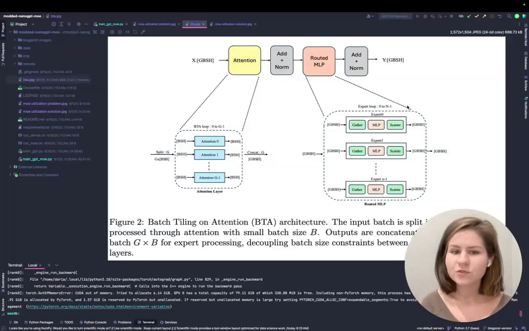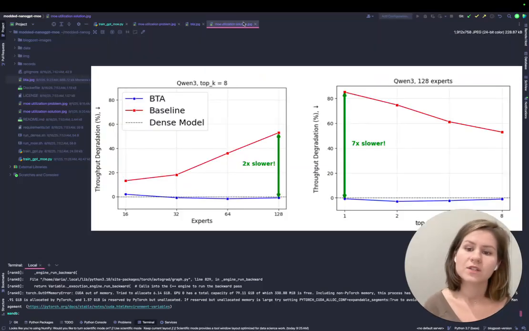Cool. So let's run some experiments to see how it actually works in practice. Remember, our default MoE implementation was not performing well. It was actually slower than the dense network for the same number of FLOPs. I outlined it as a baseline here, the red curve.